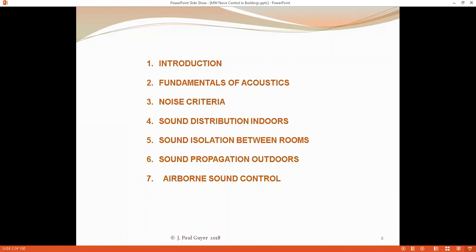I have a few brief comments on sound propagation outdoors, outside of a building. Not a lot of discussion there because of the amount of time that we've got. Airborne sound control, that's just a few comments on things that may need to be done for the benefit of the people in your building, separate and apart from things that you do in the design of the building. So that's kind of how we'll be looking at things today.